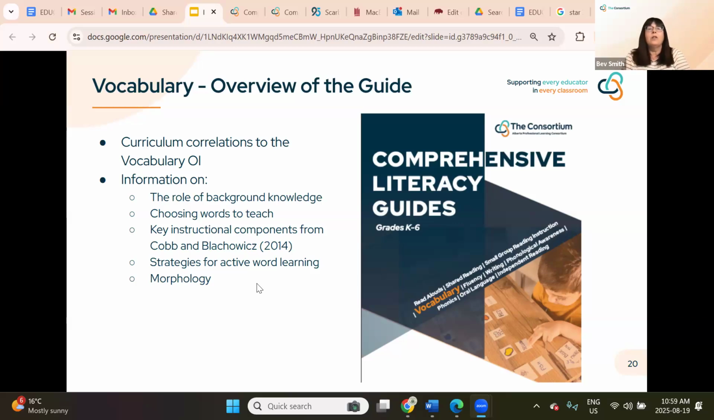There are the key instructional components from Cobb and Blachowicz's work from 2014. It's a great little book called No More Look Up the List Vocabulary. It's an excellent little book. It's quick and easy to read.